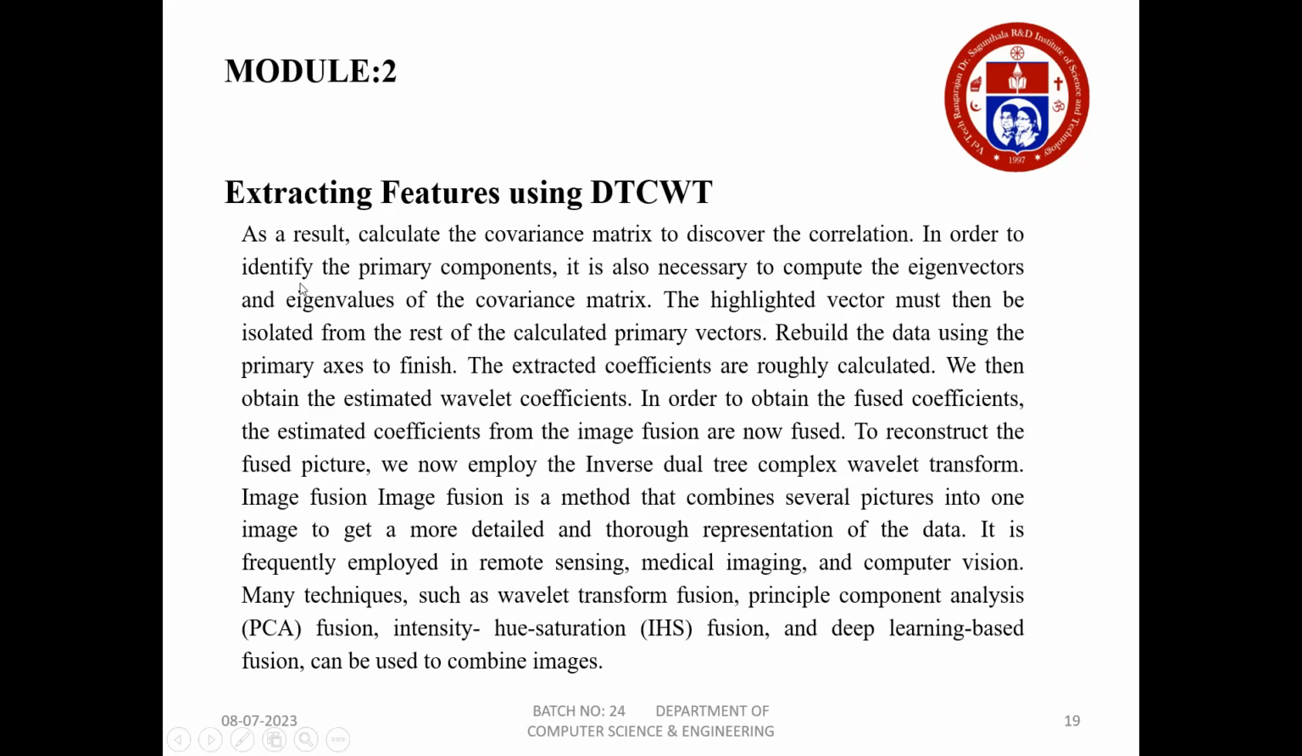Coming to the second part of module 2, as a result, we calculate the covariance matrix to discover the correlation in order to identify the principal component. It is also necessary to compute the eigenvectors and eigenvalues of the covariance matrix. These are frequently employed in remote sensing, medical imaging, and computer vision.